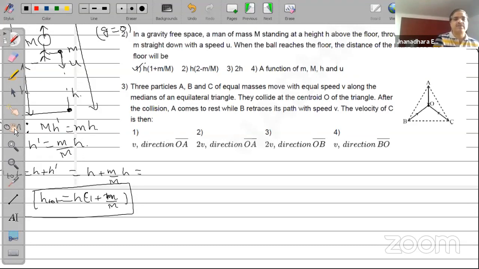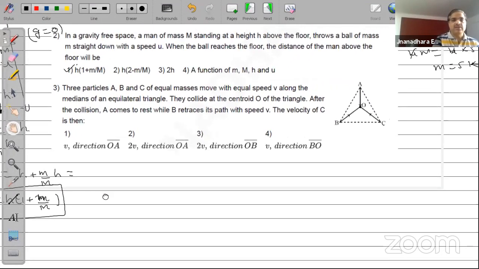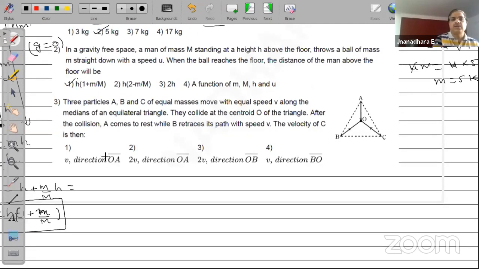Wonderful. So 2 questions basically testing you on the idea of conservation of momentum. Very nicely done. Third question. 3 particles A, B, C of equal masses move with equal velocity v along the medians of an equilateral triangle, like this. Now, when the 3 of them are coming, PA plus PB plus PC, what do you think will be the net momentum in this case when the 3 particles are coming towards each other like this?